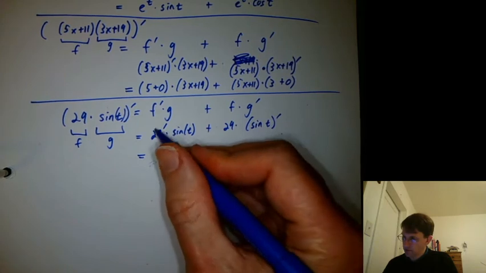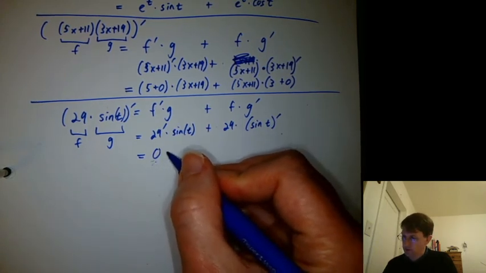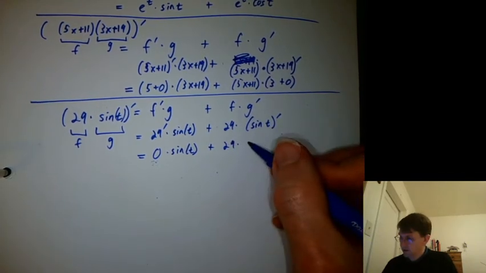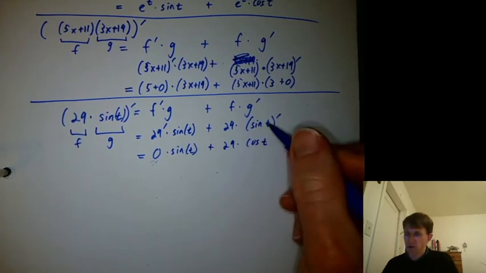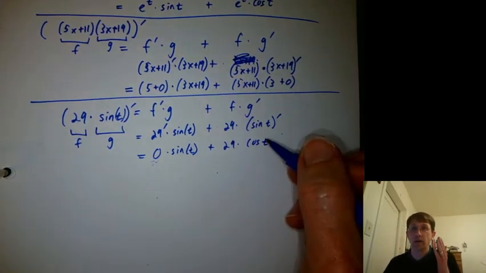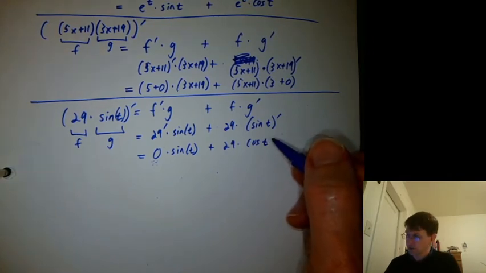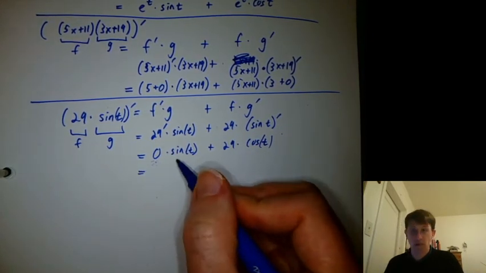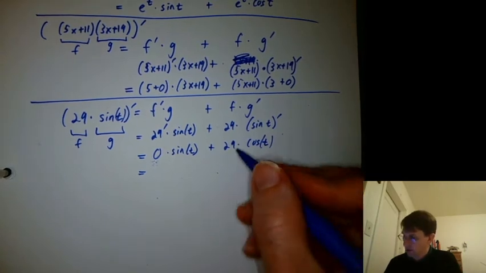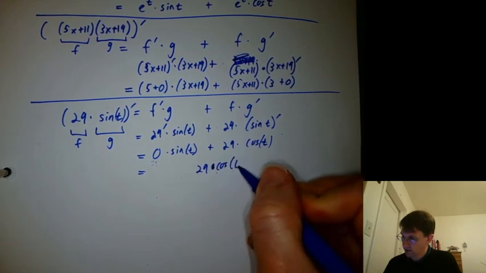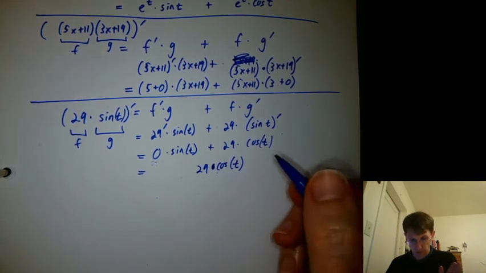And then let's simplify. What's the derivative of 29? That's 0 times sine t. And then 29, what's the derivative of sine t? It's cosine t. You don't always have to put the parentheses around the t when you're taking a sine or cosine when you're writing it by hand. If you're writing it in Excel or Python or something, you do have to put the parentheses around the t. Okay, let's simplify this. What is 0 times sine t? It's just 0. I can just leave it out. And then I just get 29 times cosine t. So that's one way of doing the problem.